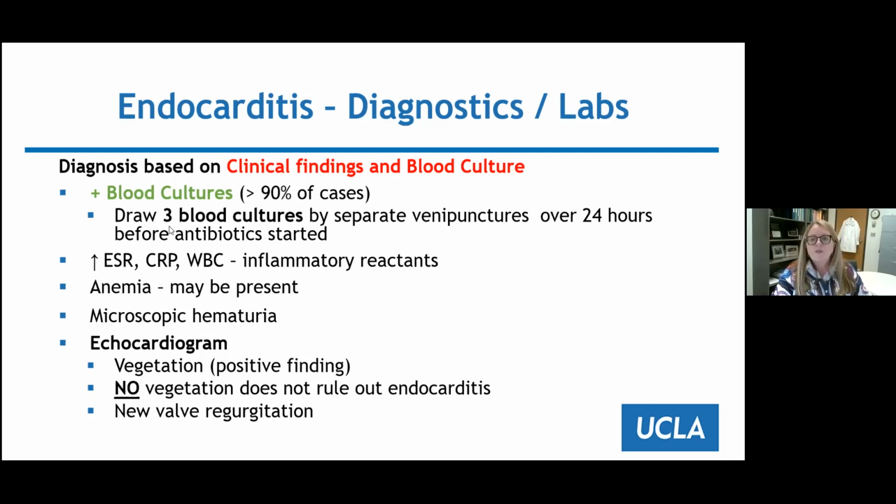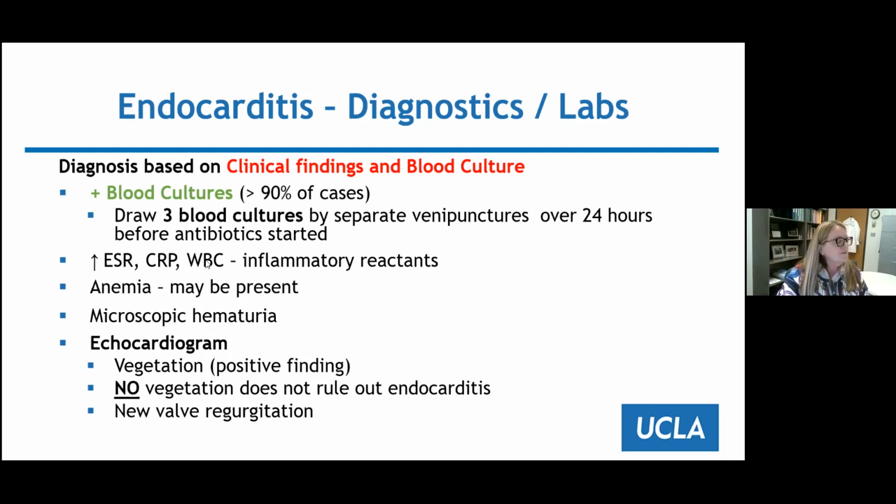Oftentimes we don't get 3, and 2 is probably the max that we get, but we do want to get those before we start antibiotics. We want to find the identifying organism before we start giving antibiotics to treat it. And once the cultures come back, then we can tailor the antibiotics more appropriately to the specific organism.